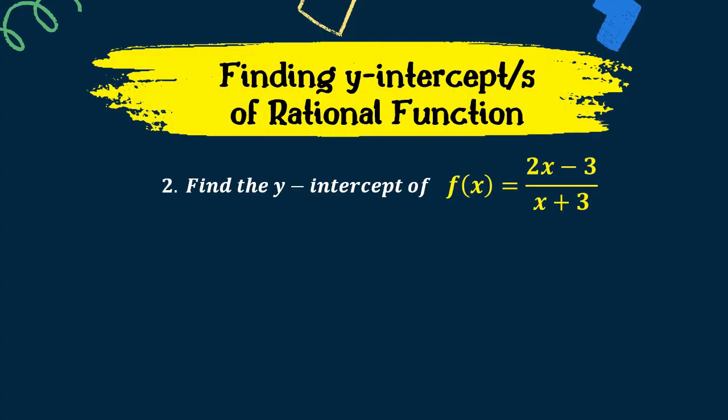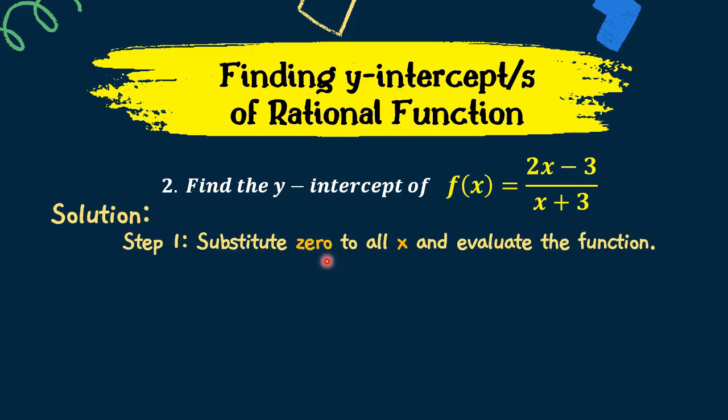Next, we have another example. Find the y-intercept of this given function, which is (2x - 3)/(x + 3). To find the y-intercept, simply substitute 0 to all x and evaluate the function. Here we have the x from the numerator, and we also have an x in the denominator. So just simply substitute 0 to all x. So we have here a new equation.